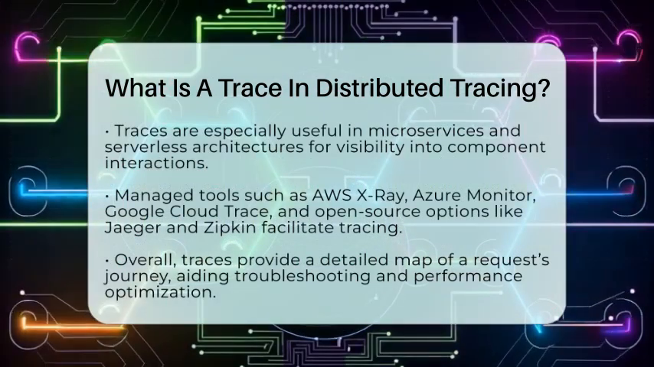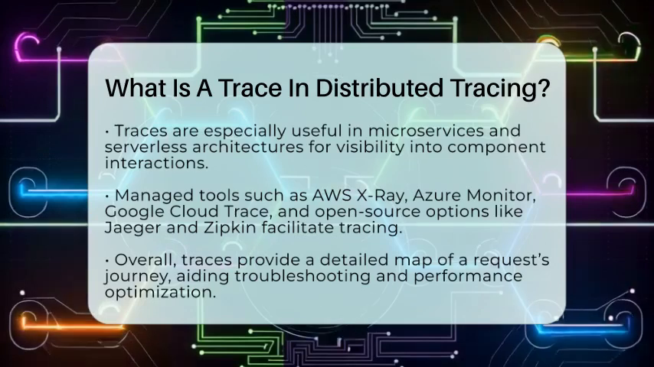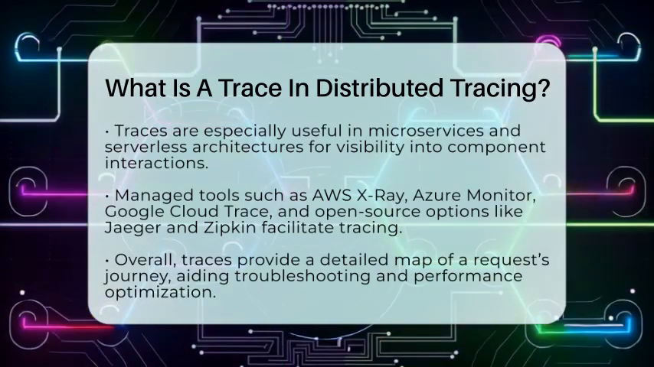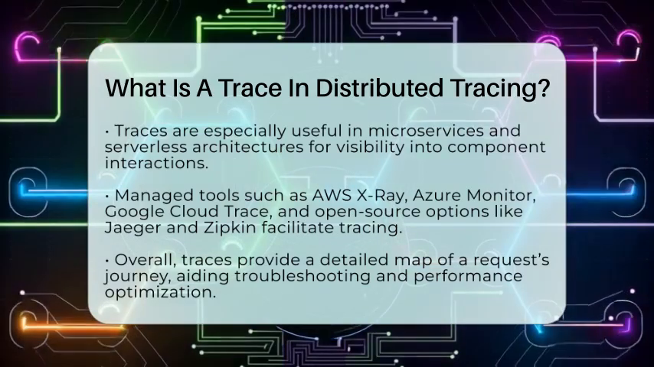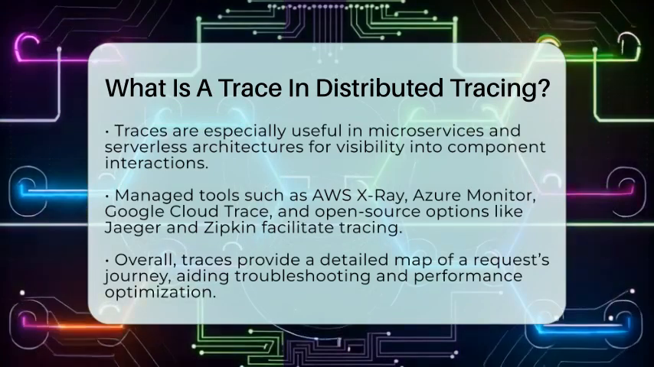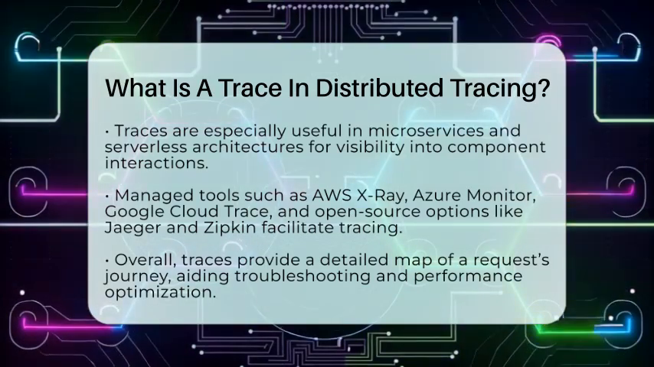In the world of cloud infrastructure, traces are especially useful in microservices architectures and serverless environments. They give visibility into how individual components work together, even when many services are involved in a single user action. Managed services like AWS X-Ray, Azure Monitor, Google Cloud Trace, and open-source tools like Jaeger and Zipkin make it straightforward to capture and analyze traces.